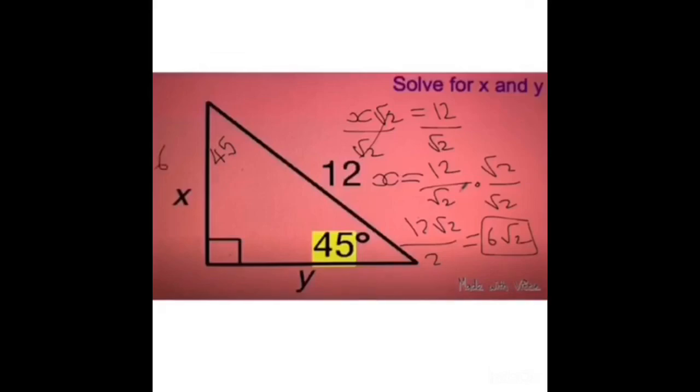So x equals 6 square root of 2, and it will go the same for y. So y is going to be 6 square root of 2. To simplify that more, as a decimal, it's going to be 8.49.